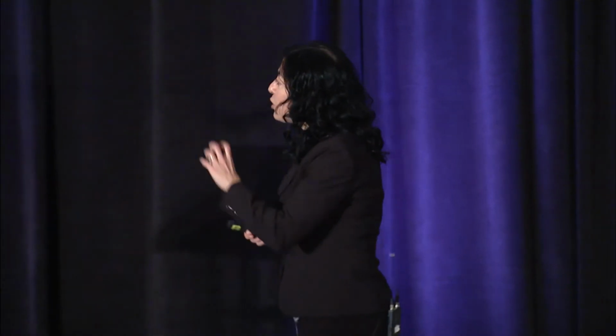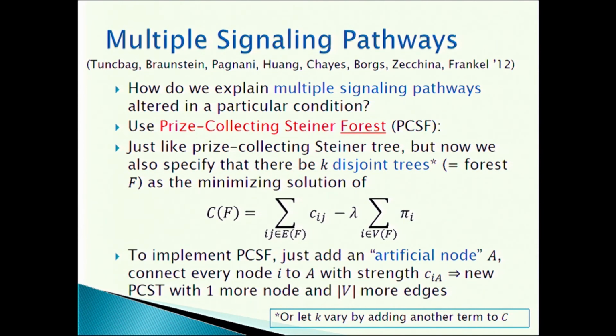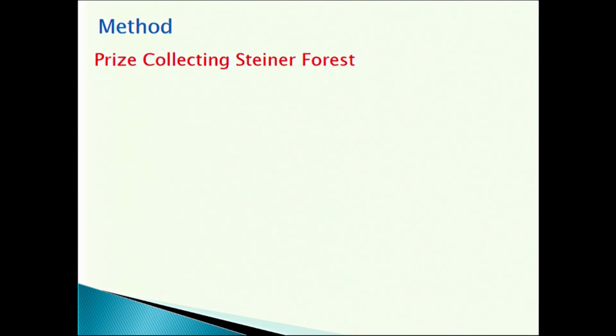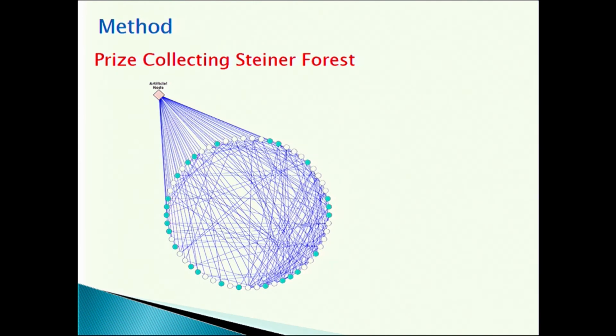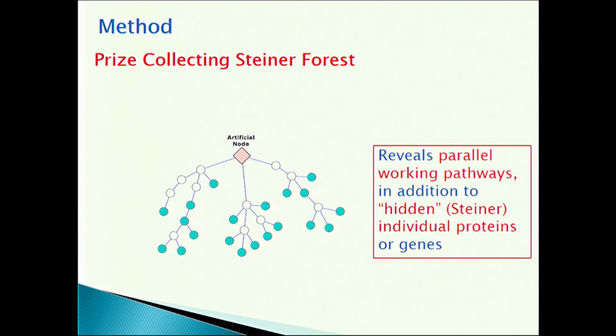Okay, then we did multiple signaling pathways because you have these parallel pathways. So then we were trying to do Steiner forests instead of Steiner trees. On a cell membrane, lots of different pathways can be starting from that membrane. We came up with a way of doing this. You could say, I want K trees. You could put in a fugacity for trees, fine. And so this is what we did. We attached everything to an artificial node. It split, and we found parallel working pathways in addition to the hidden Steiner nodes.